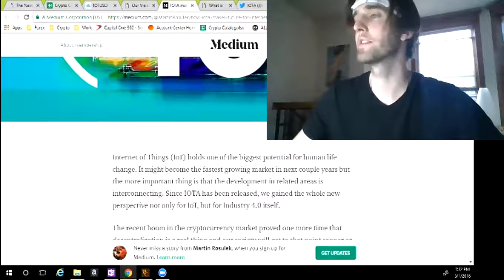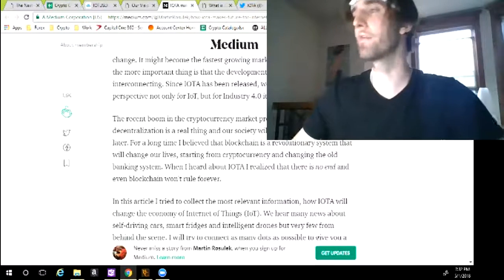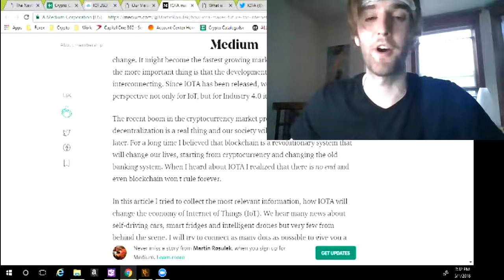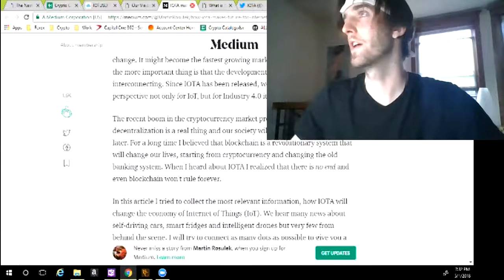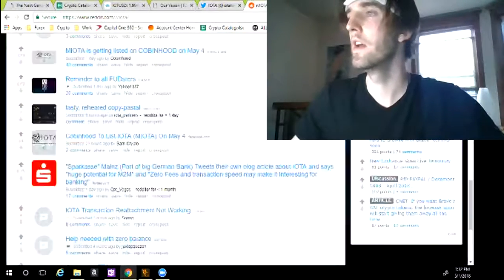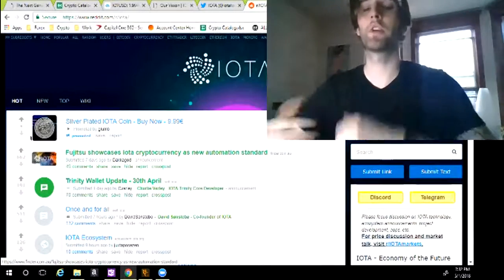But the more important thing is the development in related areas and connecting. Like I said before, Iota wants to be this ledger, this protocol for the Internet of Things. Insane. What is Iota? Here's their Twitter page if you're interested, Iota token. Their Reddit page is also pretty good. So these are the resources I use just to keep up. Ooh, which I almost forgot.